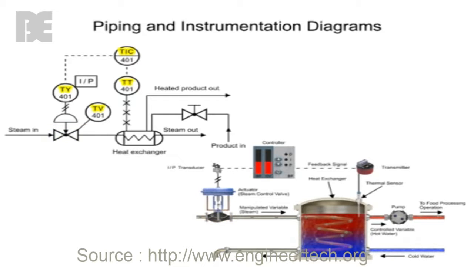In the top portion of the symbols is the functional identifier, and the first letter denotes the measured variable. The first letter of each functional identifier is the letter T, which defines the process of temperature control.